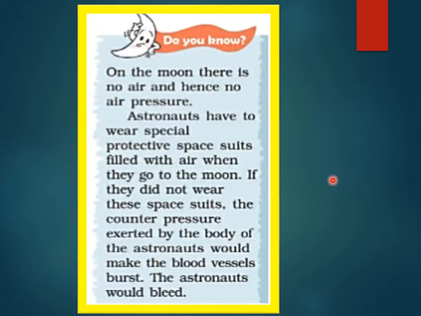So children, you see, on the moon there is no air and hence there is no air pressure, but the human body has pressure inside it. So that is the reason when astronauts have to go to the moon, they have to wear a special protective space suit which is filled with air. If they do not wear this suit, what will happen? The counter pressure exerted by the body of the astronauts would make the blood vessels burst and the astronauts would bleed. This is the reason why it is so important to wear that special protective space suit.